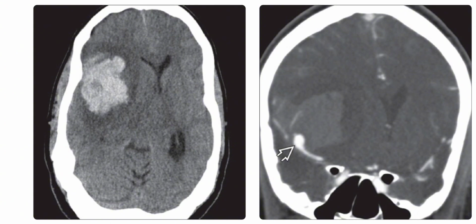CT angiography is often key in evaluation of an acute hemorrhage in a patient with an atypical history or an unusual hemorrhage location.